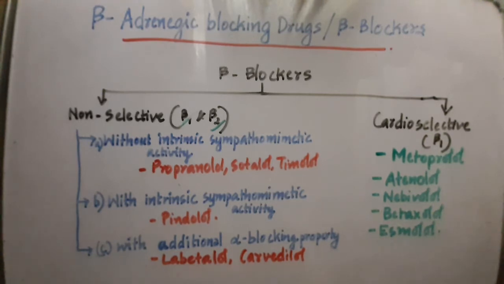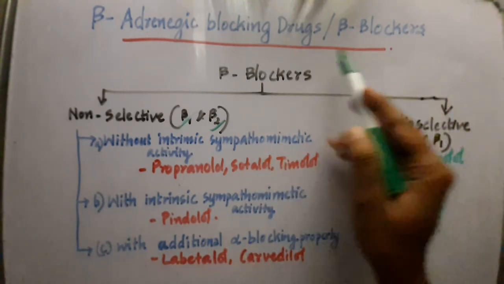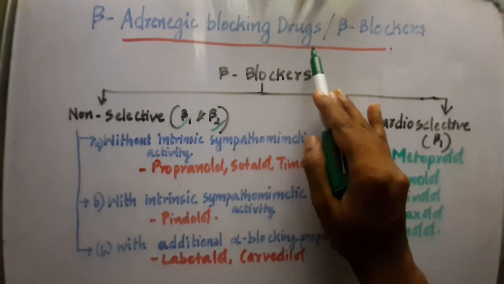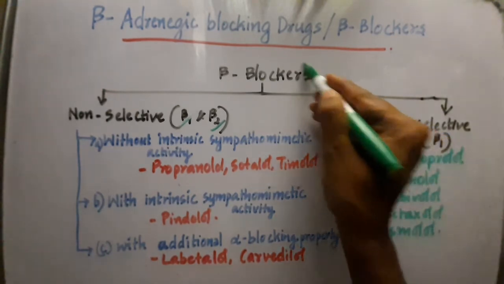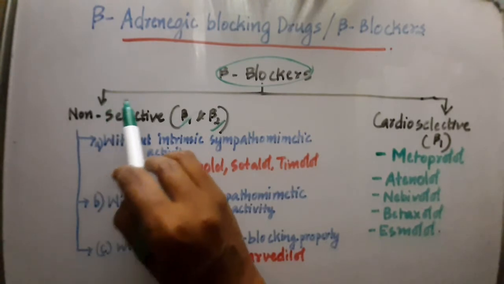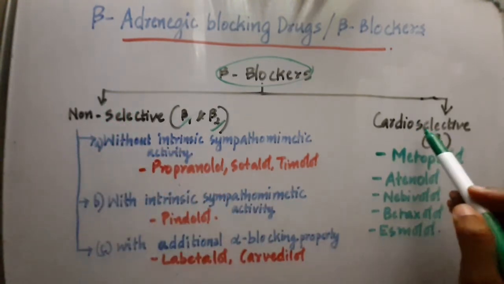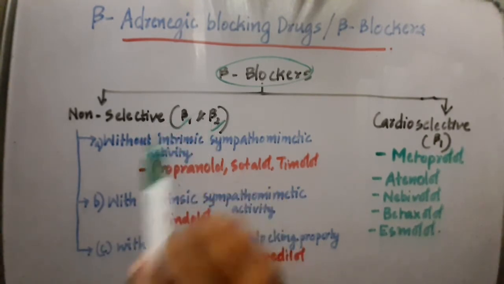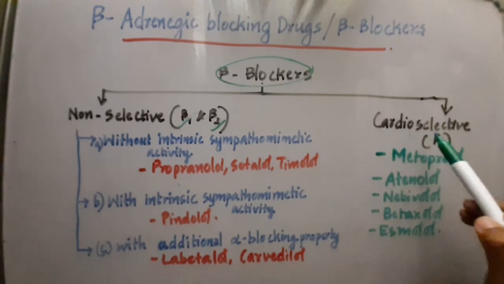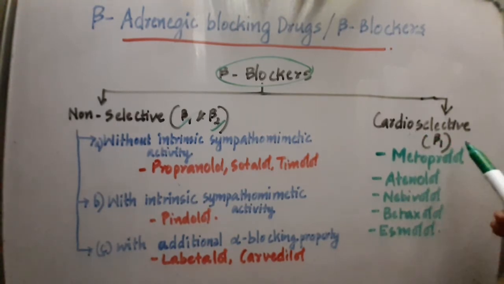So next antiadrenergic drugs we are going to study is about beta blockers. Beta blockers are also termed as beta-adrenergic blocking drugs. So these are drugs that inhibit adrenergic responses mediated through beta receptors, and all beta blockers are competitive antagonists. Beta blockers can be classified as non-selective and cardioselective. Non-selective ones are those that block beta 1 and beta 2 receptors, whereas cardioselectives are ones that block only beta 1 receptors.